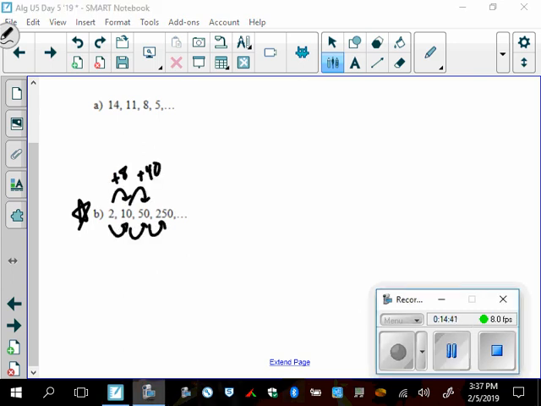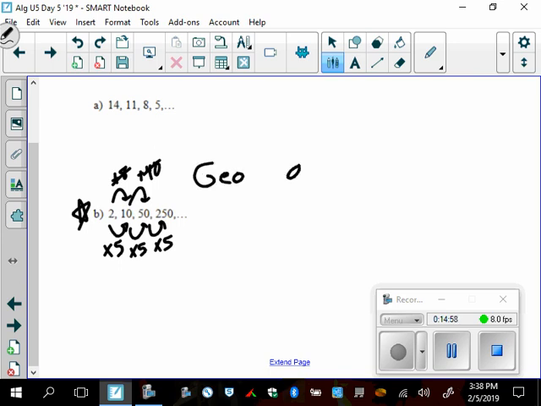I believe in you. So I'm looking at it. I added 8 here from 2 to 10, and then I added 40. So it can't be adding. So I'm thinking, all right, 2 times 5 is 10, 10 times 5 is 50, 50 times 5 is 250. So that means it's geometric, and we're going to follow this pattern.